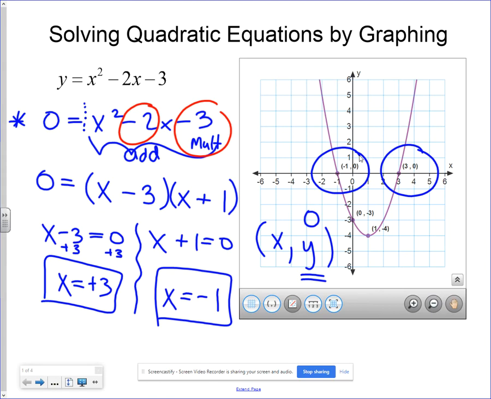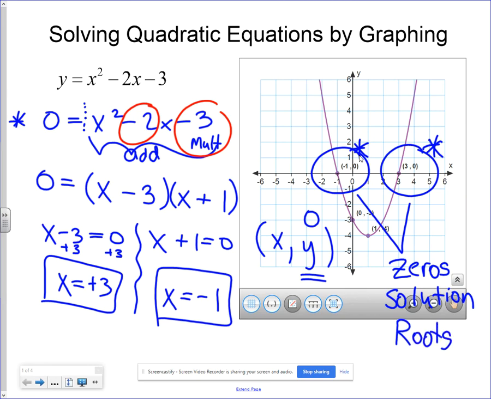Look, those are my x-intercepts. My x-intercepts were 3 and -1. Those are the solutions. So this is another method for solving quadratic equations. You can graph it and find the x-intercepts. These are called the zeros. They're called the zeros because those are the values that make the y equal to 0. We also refer to them as the roots or the solutions. So zeros, solutions, roots, they all mean the same thing. They're the x-intercepts.